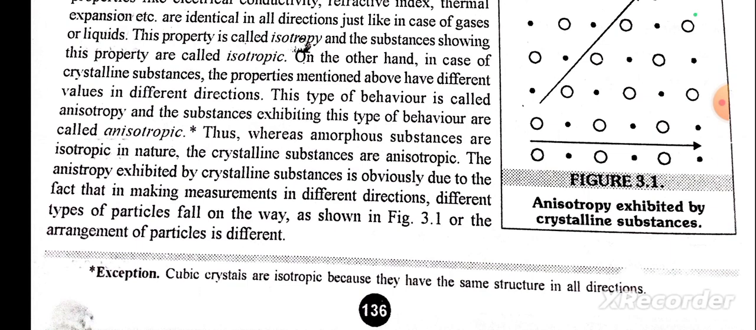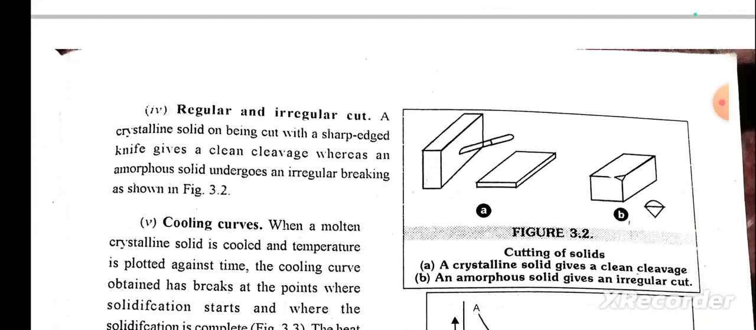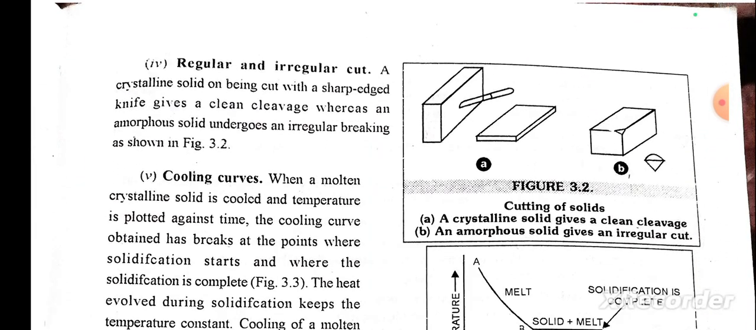The anisotropy shown by crystalline substances is observed due to the fact that the arrangement of particles is different when measured in different directions, as shown in figure 3.1. Regular or irregular cut: a crystalline solid, when cut with a sharp knife, gives a clean cleavage, whereas an amorphous solid undergoes irregular breaking, as shown in figure 3.2.